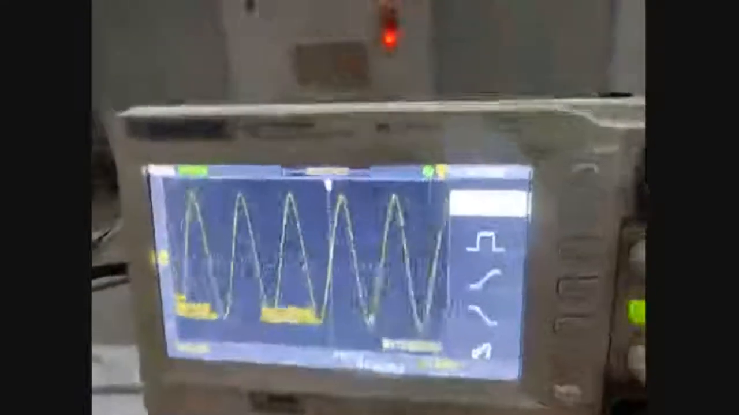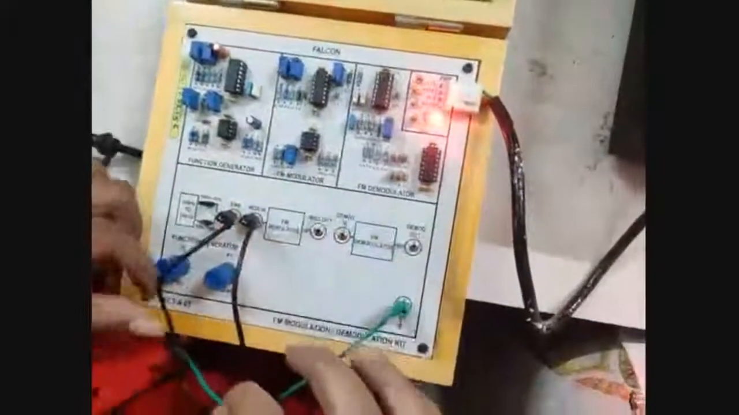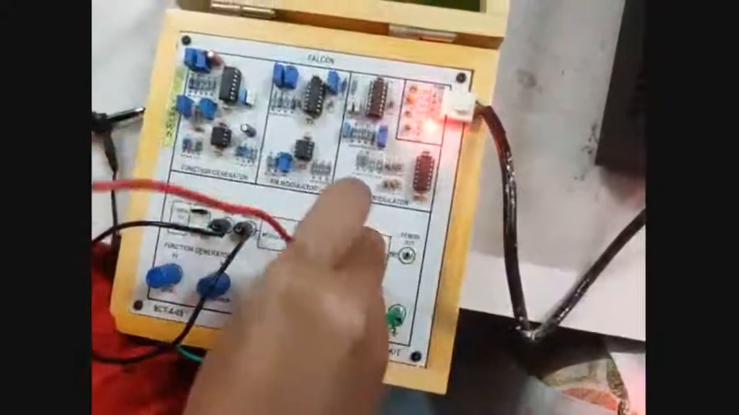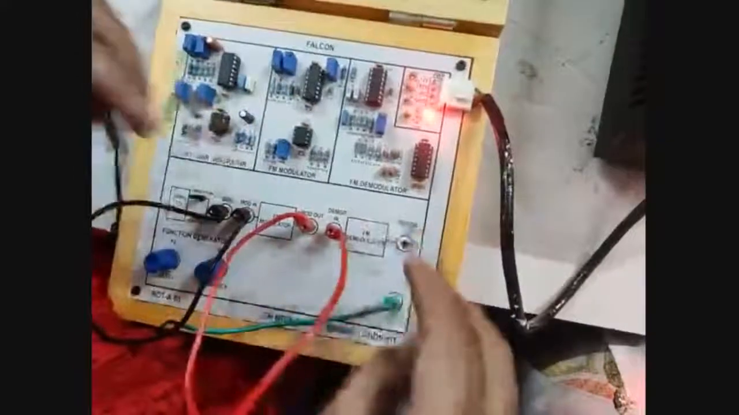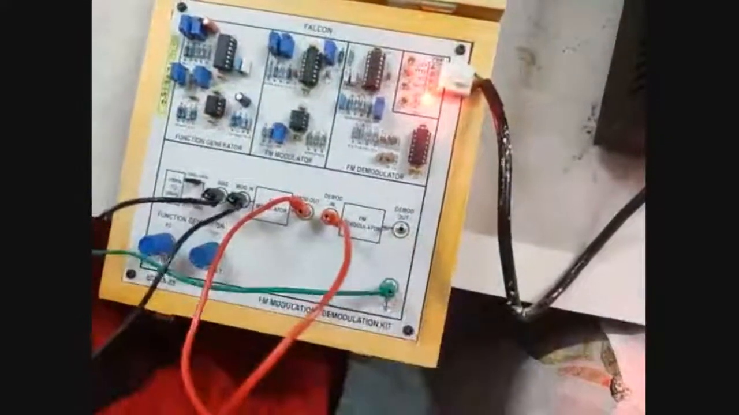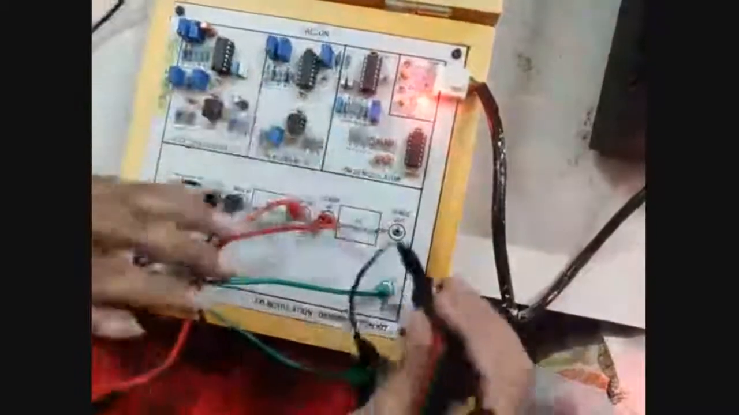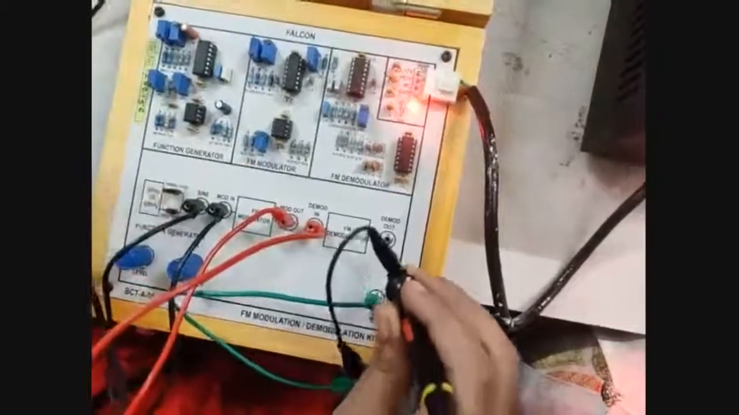Then what do we do? Now we do the demodulation part. For that we give the modulator output to the input of the demodulator, and here we can see the output. So what will be the output? That must be the sine wave that is given at the input side. So let's see.